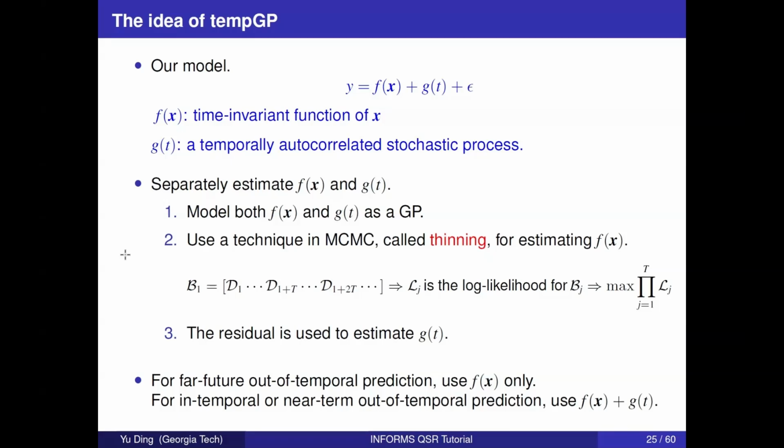You have 100 of these blocks, and you use each block to generate a likelihood function and multiply them all together. It's not a likelihood function anymore; it's a pseudo likelihood function. But that allows you to estimate the parameters in the Gaussian process model, and we call it TempGP. Use this one to estimate the fx part, because this is considered the time-invariant aspect. Then use the difference between y minus fx to estimate the GT, which is the local autocorrelation part. And then you add them together to generate this model, okay?